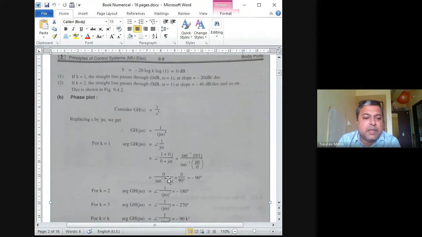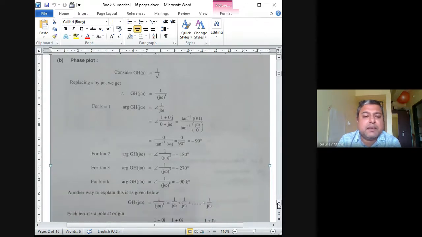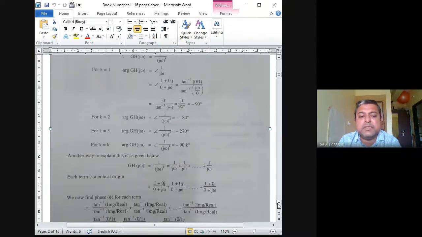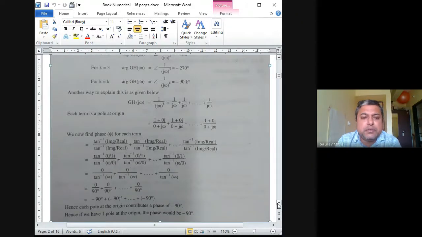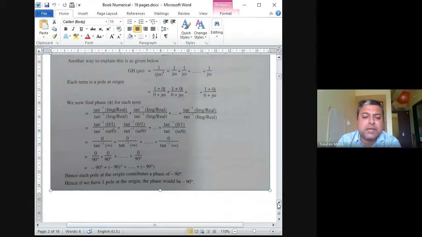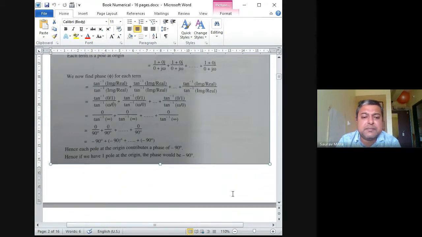So likewise. Here they are saying GHS, that means G(s)H(s). So 1 by s raised to k: when k is equal to 1, it will be minus 90. For k is equal to 2, minus 180, so it will be a straight line directly coming to 0. K is equal to 3, it is minus 270 degree and so on. So all these things are given. This detailed proof you won't have to do, just see what is given and that much is there.